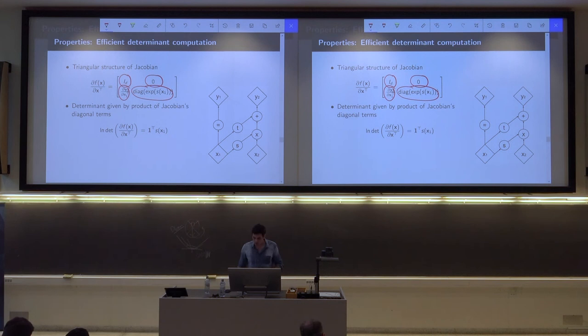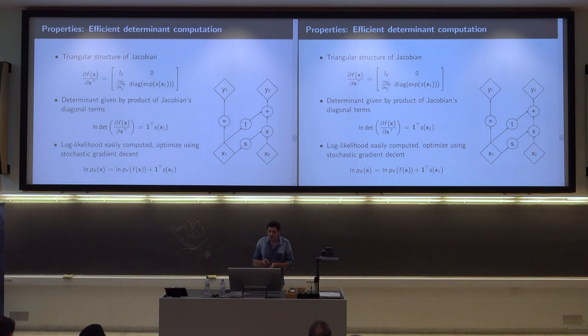I think that's good. So, the Jacobian of this matrix is easy to compute because it's a triangular matrix, so we just take the terms on the diagonal. And that's tractable. That will give us this term. Okay? So with this construction, we have invertible functions and tractable Jacobians. And the log likelihood is thus easily computed and optimized with gradient descent.